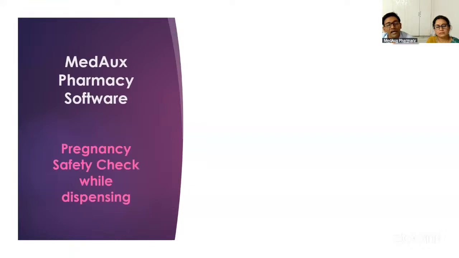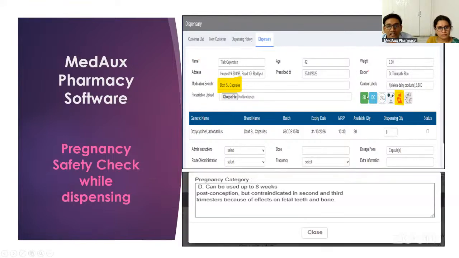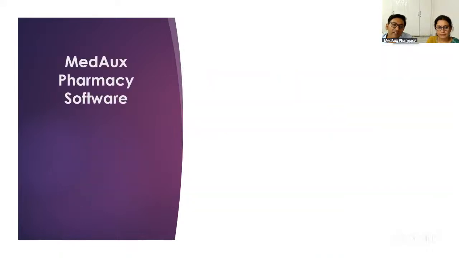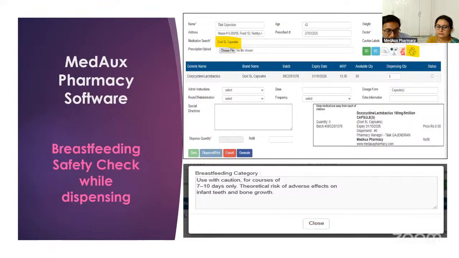So if we have a female patient who is pregnant, or of childbearing age, this is very helpful. We can check whether the drug is suitable in pregnancy or not. In the case of doxycycline, it can be used for 8 weeks. So for each drug we have a pregnancy safety check, and the same goes for breastfeeding information, so whether it can be used safely in breastfeeding or not.